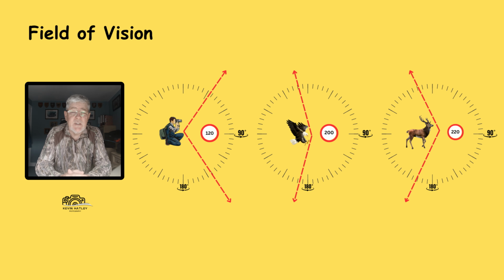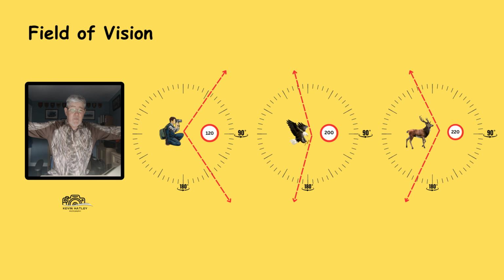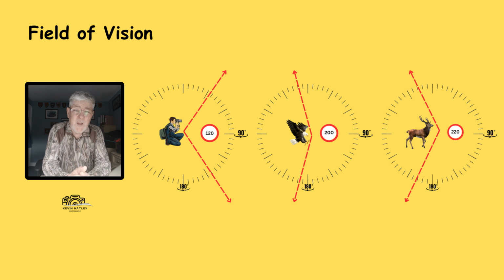I think it's important to understand how we use our vision in combination with a lens in order to get the images that we're after. A human being's field of view is approximately 120 degrees, compared to the likes of an eagle, 200 degrees, and a deer, 220 degrees, which tells us straight away that wildlife have far superior eyesight than we do.